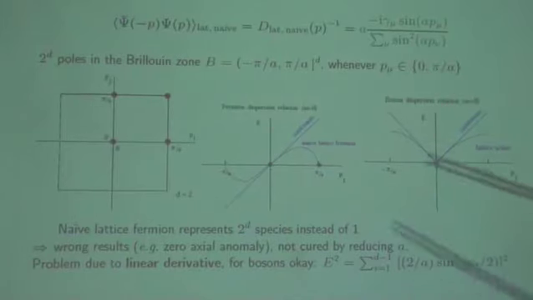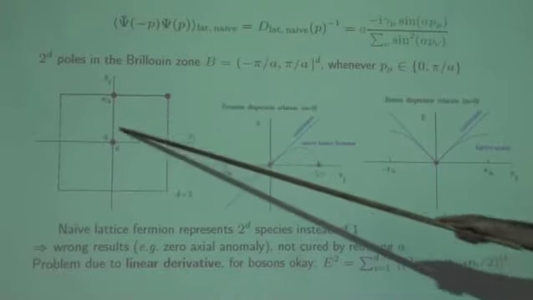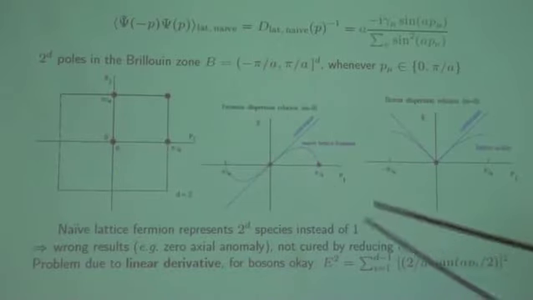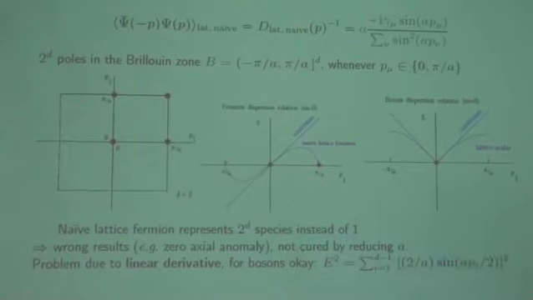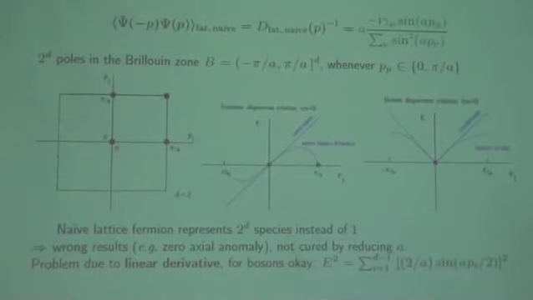And so that means we get unphysical extra particles which are generated by the regularization. This is in 2 dimensions. In general, these are 2 to the d particles instead of just 1, and they spoil the physical results completely. So they call them 2 to the d species.